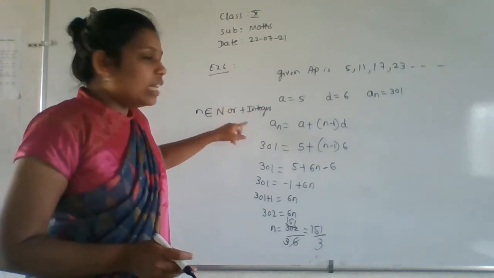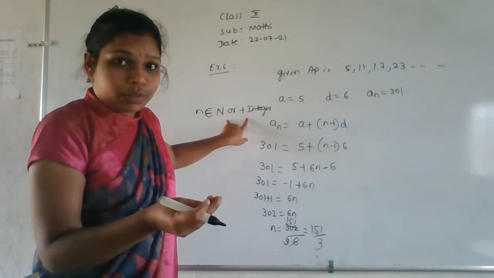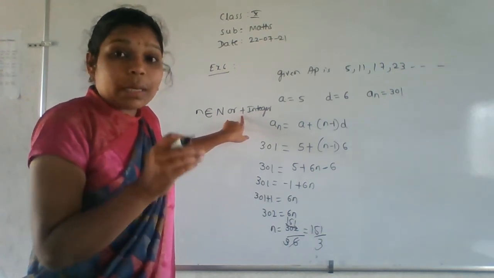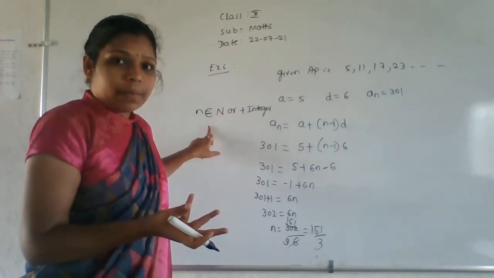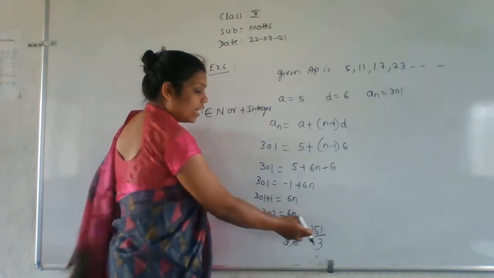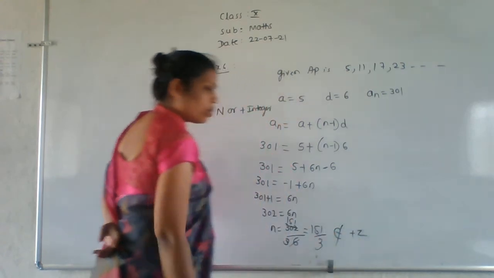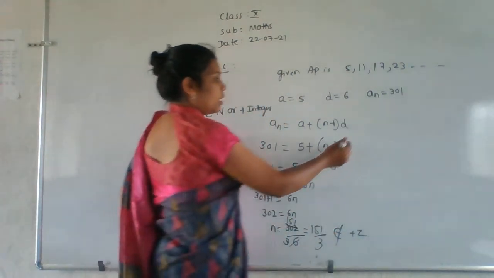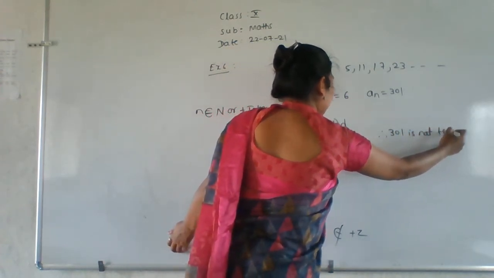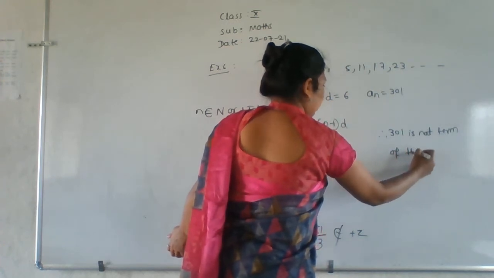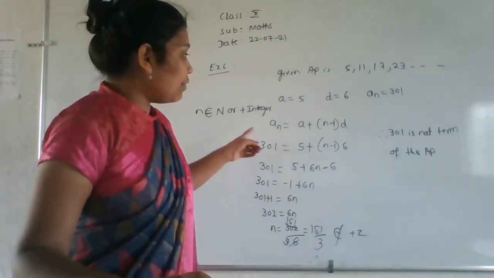Both are correct. The meaning of both words is similar, right? Because in integers we have negative as well as positive values, but we are considering here only positive integers. What are the positive integers? Positive integers are nothing but natural numbers. So here n does not belong to Z plus, meaning positive integers, right? So what we can say here, therefore 301 is not a term of this AP. Like that we have to write here.